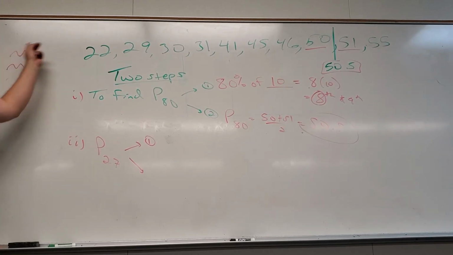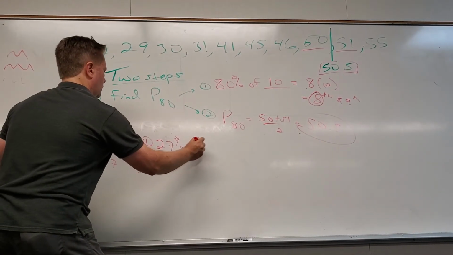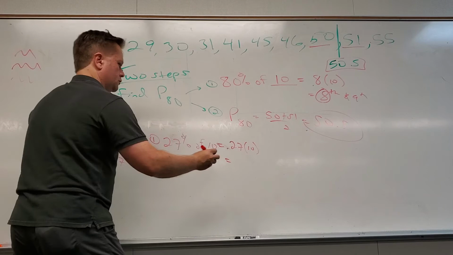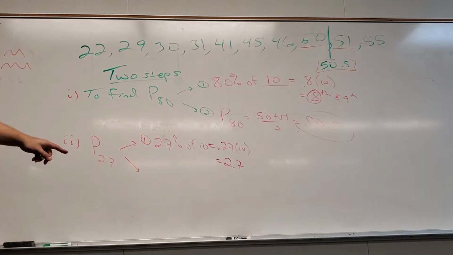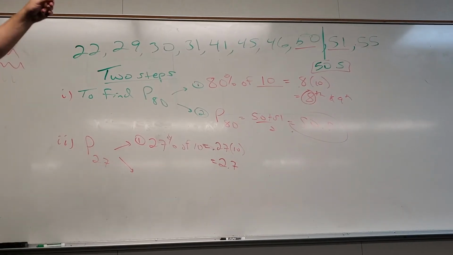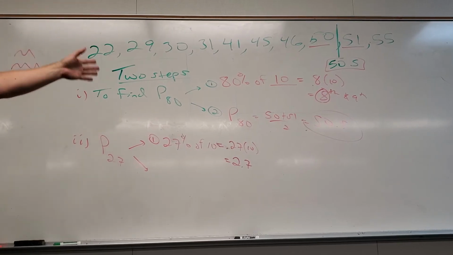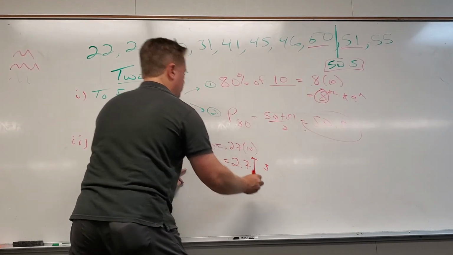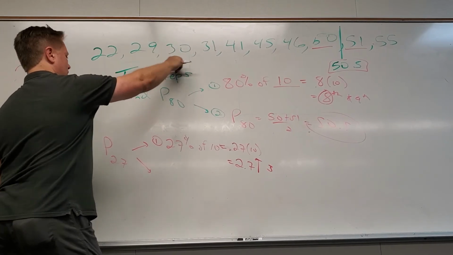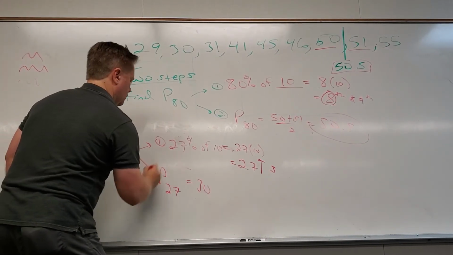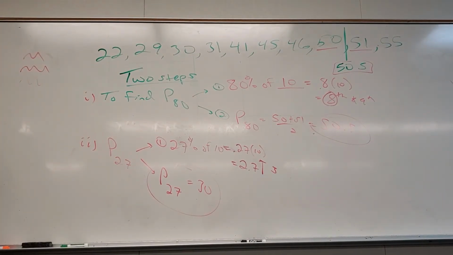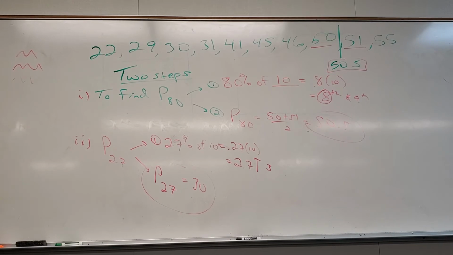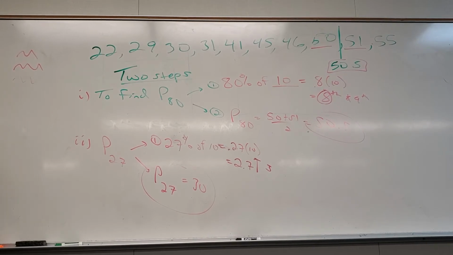27% of 10, because there's 10 data points. So 0.27 times 10 is 2.7. Is that a whole number? No. If you get a whole number, you average it with the next one. So I got an 8 on the first one, so I average the 8th and the 9th. If you get anything else, you round up and take that number. So I round up to 3. What's the third number? So P27 equals 30. What would P28 be? 30. What would P26 be? 30.